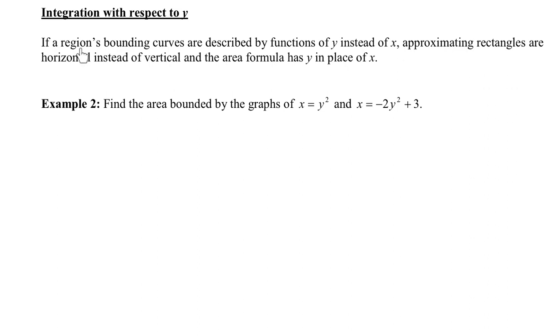So as an example, if a region's bounding curves are described by functions of y instead of x, then the rectangles that we use to approximate the area will be horizontal instead of vertical. And the area formed has y in place of x. So as an example, find the area bounded by the graphs of x equals y squared and x equals -2y squared plus 3. So x equals y squared, we can sort of see what that one's going to do, right?